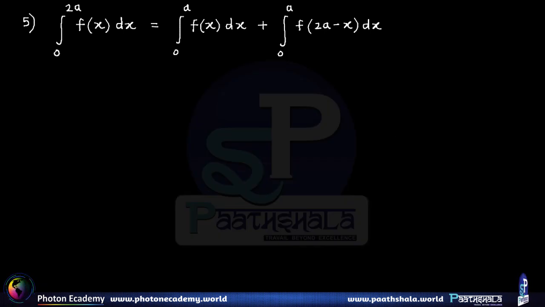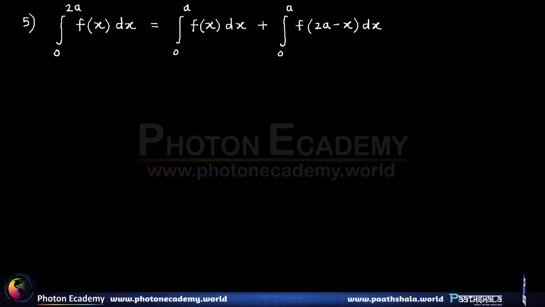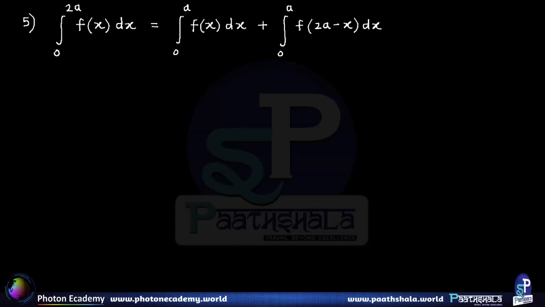Now here see the pattern, that is on the left hand side we have the integral from the limit 0 to 2a of the function f of x, then that is equal to integral of f of x from 0 to a plus integral of f of 2a minus x from 0 to a. Right. So if you see on the right hand side, in both the integrals the limits are the same, which are 0 to a. So a is nothing but half of the value of the upper limit on the left hand side. So that is to be kept in mind.